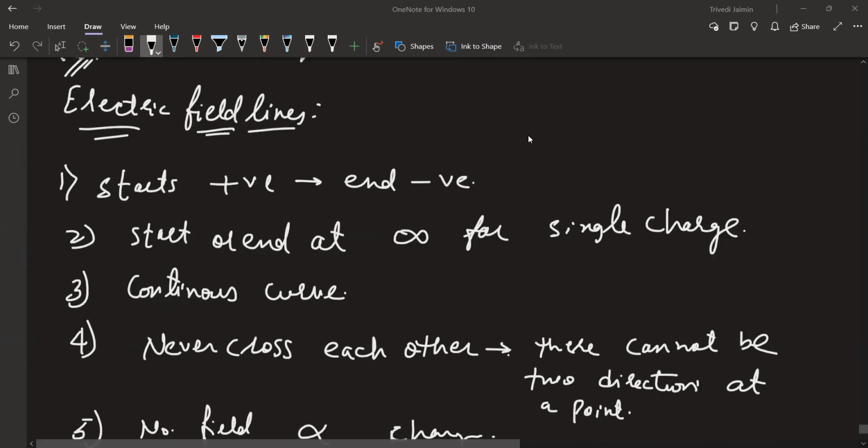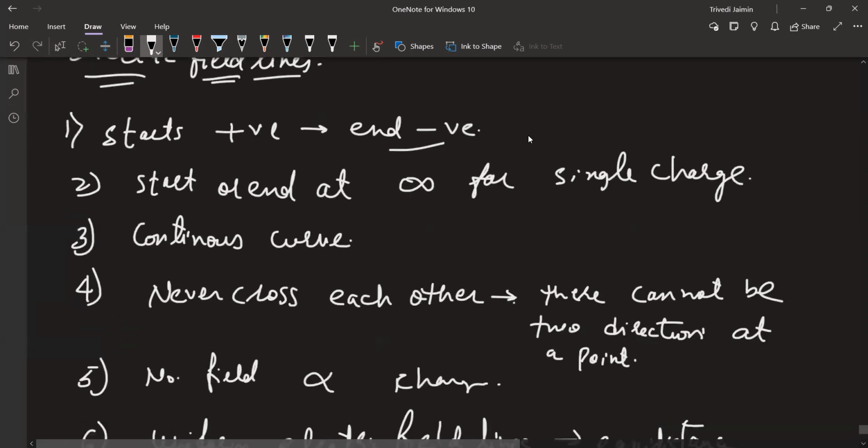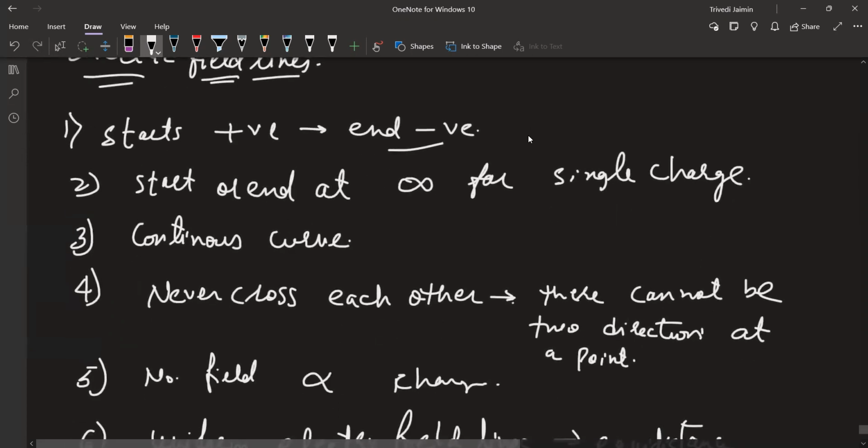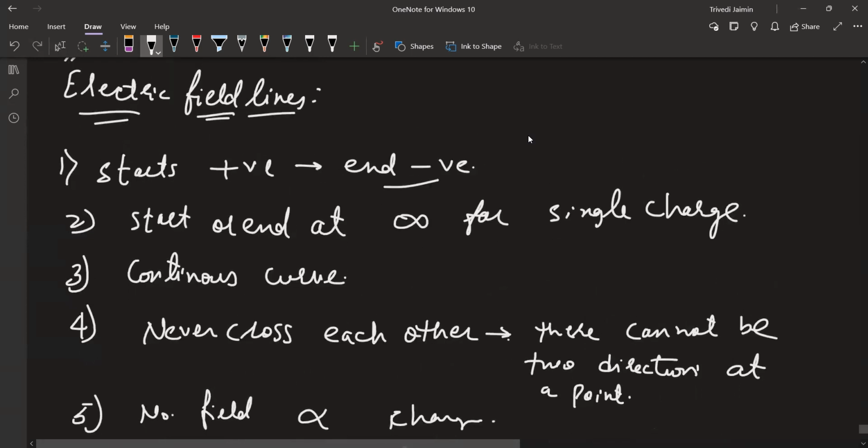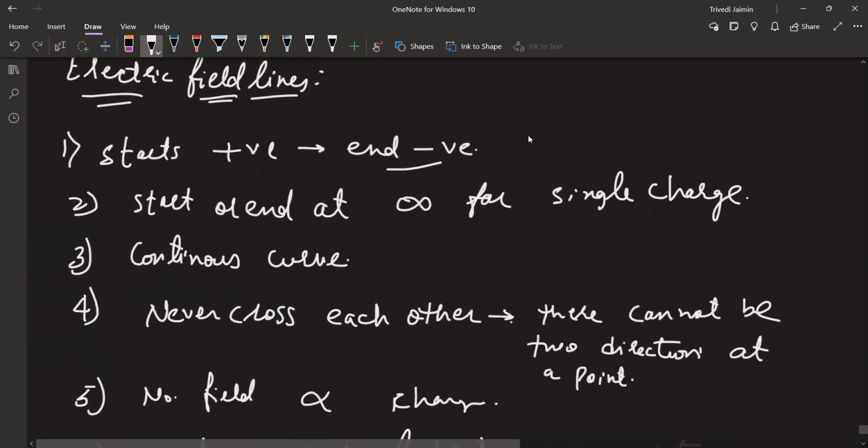Now, what are the properties of electric field lines? They start from positive and end at negative. For a single charge, they start or end at infinity. They are continuous curves and never cross each other. I think everyone knows these properties.